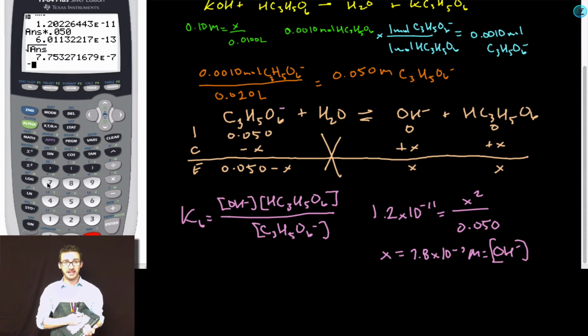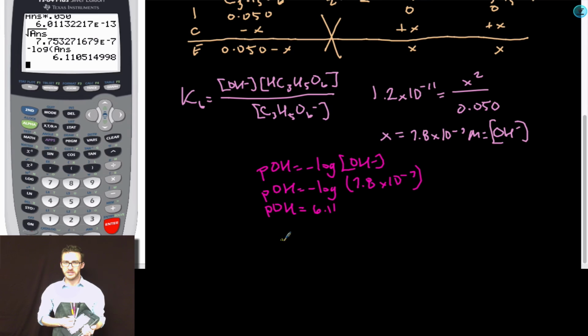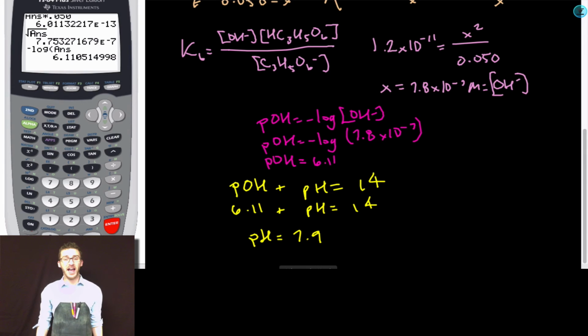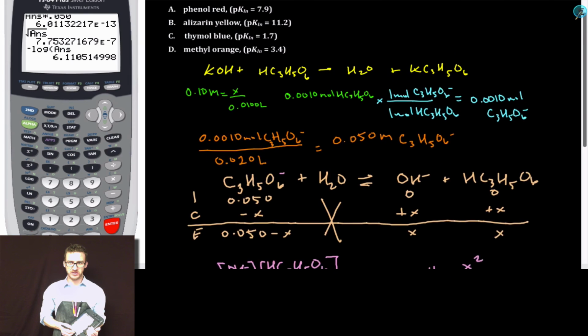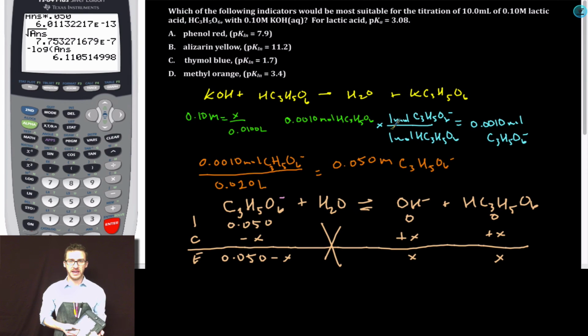If I take the negative log of my hydroxide ion concentration, I will solve for the pOH. Boom. Then finally, to determine the pH at the equivalence point, I'm going to use this relationship between pOH and pH. Boom. So the pH at my equivalence point is 7.9. As I take a look at my indicators, the pKa of the indicator that's closest to the pH at my equivalence point, phenol red. Boom. Done.